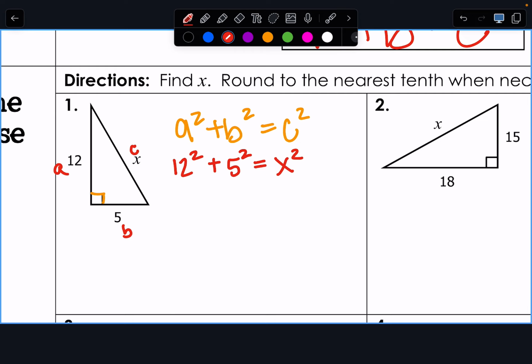Okay, what is 12 squared? 144. And 5 squared? 25. It's 25. Okay, now we need to add these together. 144 plus 25.